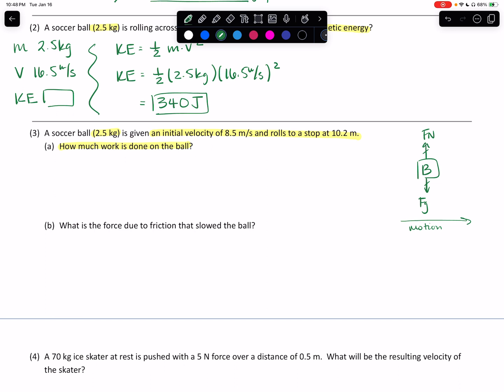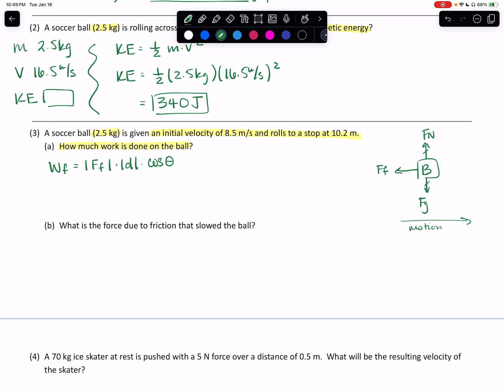But it's slowing down. There's no applied force here. It's just rolling, but there is a frictional force. That's what's slowing it down. So the work that we're interested in is how much work is that frictional force doing? So the work due to friction is going to be equal to the force of friction times our displacement times the cosine of our angle. So we're going to need to figure out what the normal force is, which we could do. Oh, but you know what we don't have? We don't know mu.